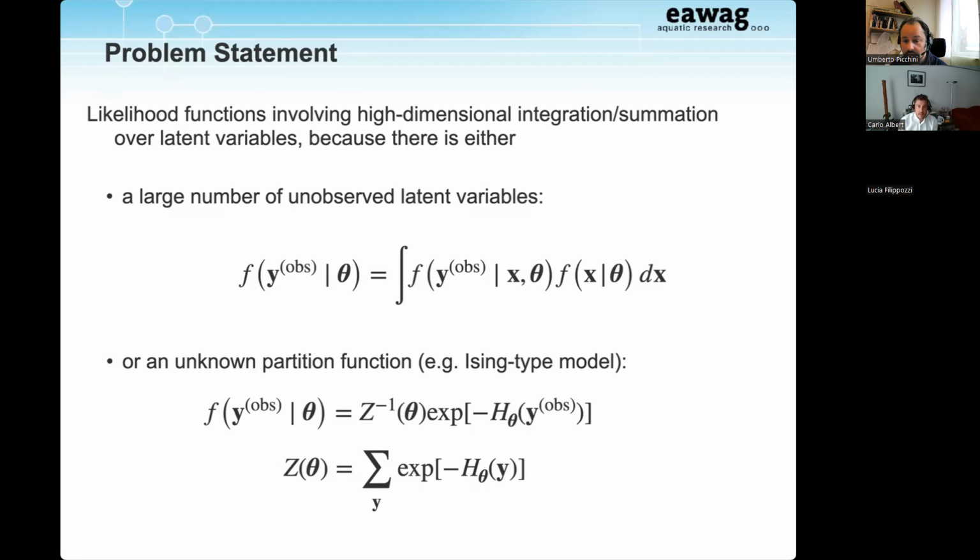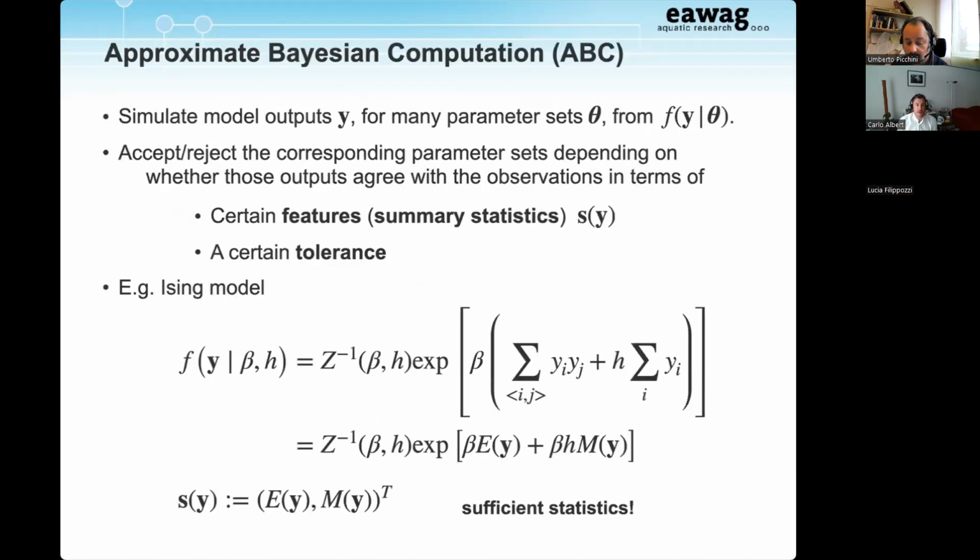And so if you want to do inference with such kinds of models, we would like to avoid calculating these integrals. And as you all know, ABC is one of the methods that we can use if we're really only interested in doing inference about a small set of parameters and we're not interested in inferring all the latent variables as well. So in such cases, we can just do inference based on forward simulations and then compare these forward simulations with the observations in terms of some features or summary statistics, which hopefully capture most of the information about the parameters.